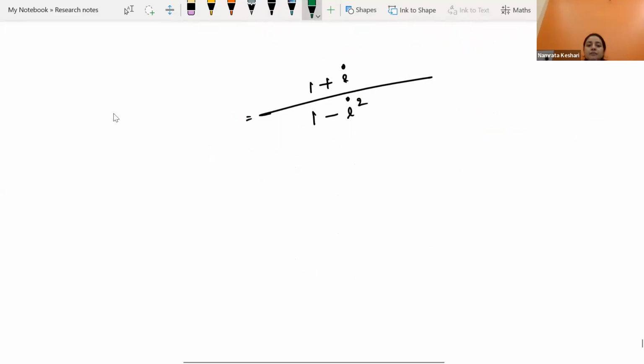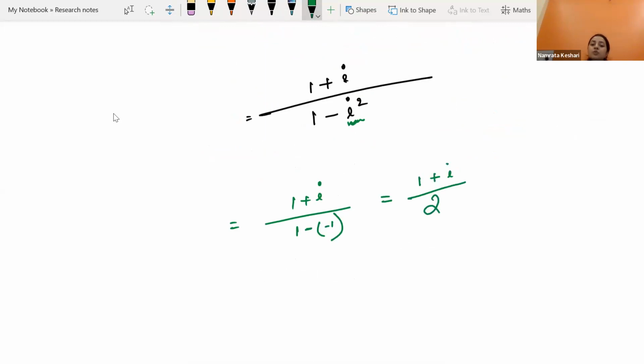Right? Yes, ma'am. Okay, 1 plus i is fine in the numerator. This denominator's i square will be minus 1. So in the denominator it will be 1 minus minus 1. Okay, we are having (1 plus i) by 2. Any confusion so far?